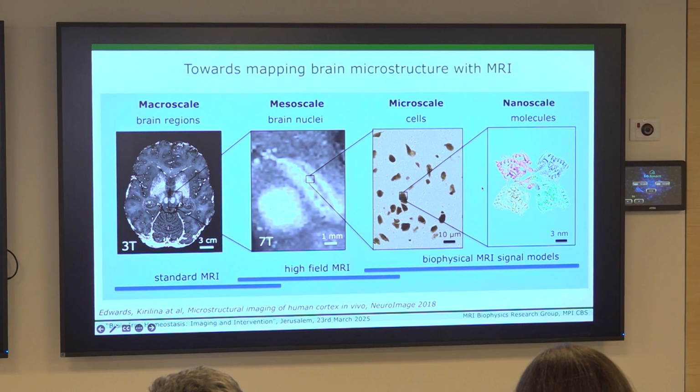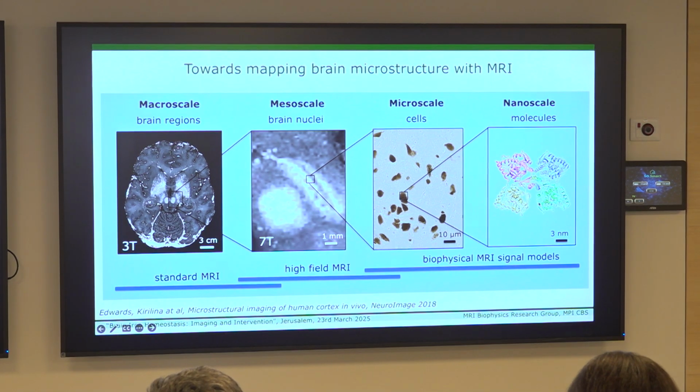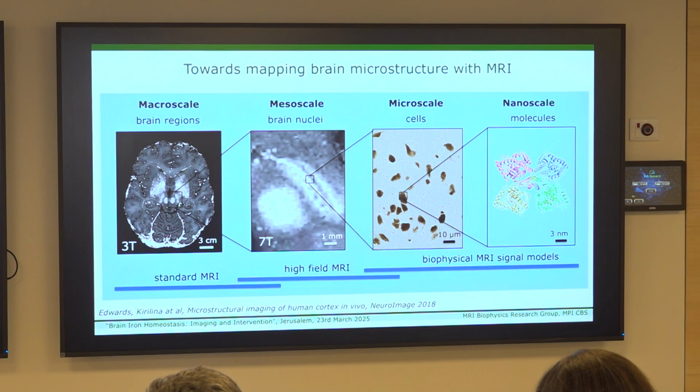And then what would be really interesting is to have at least some molecular specificity, as has been shown in many talks. This is where biophysical models of the MRI signal can be helpful, because if we were able to precisely understand how different MRI parameters reflect iron in different cells or in different molecular bound forms, then we could perhaps push the boundary of what MRI can reveal. And I think Aviv has shown a very nice example of it.